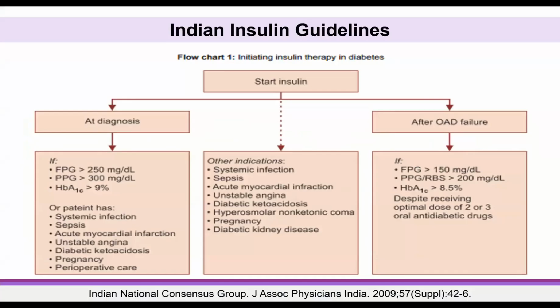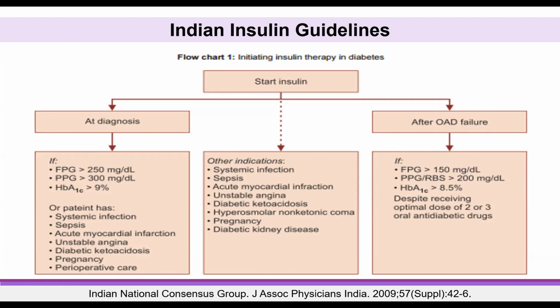Now we have the Indian insulin guideline as well. I believe that the Indian insulin guideline is very rational as far as insulin therapy is concerned. You can start insulin therapy, number one, at diagnosis if the fasting, PP, and HbA1c are all high, or if the patient has significant comorbidities for which insulin is the best choice in front of us, or if the patient has failed with oral anti-diabetic agents, 2 or 3 agents, having fasting more than 150, PP more than 200, and HbA1c more than 8.5.